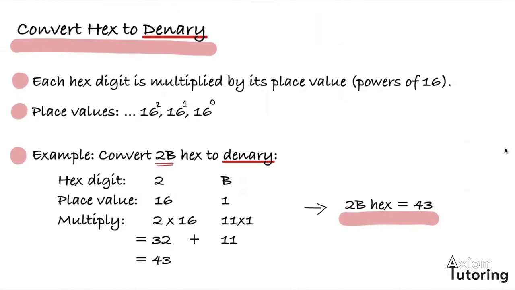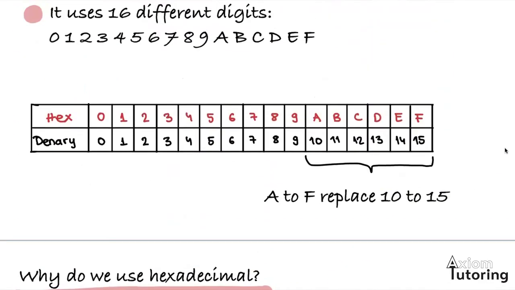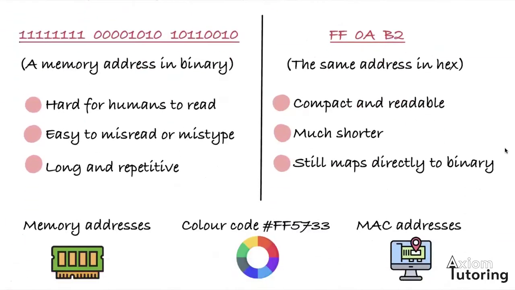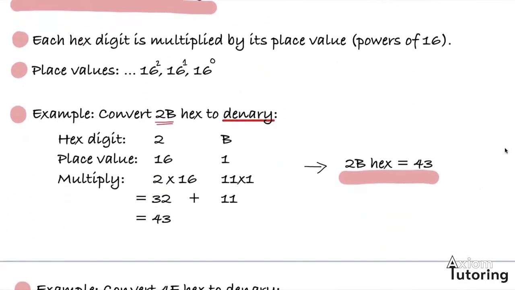Now, for the first example, we have to convert the hex number 2B to denary. The digit 2 here is in the 16s column, so 2 times 16 equals 32. The digit B has the value 11 if we look at it in the map here. So B maps to 11. So what we do is we multiply 11 times 1, which is 11, and then we add these results and we obtain the number 43. So 2B in hex is equal to 43.